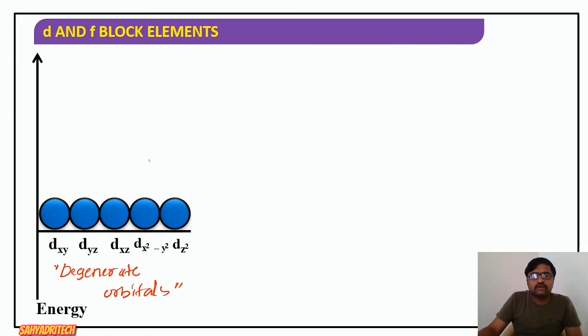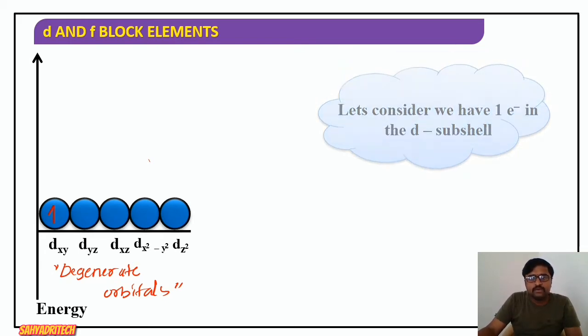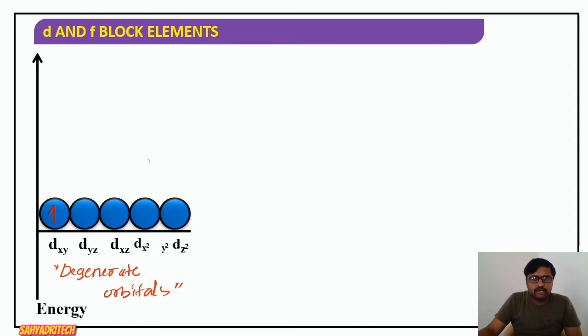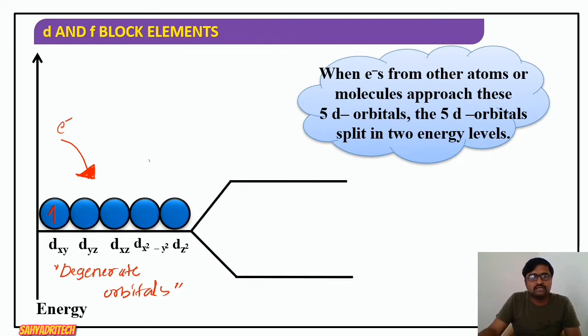Now here, whenever light radiations fall, let us consider one electron present in a d subshell. Now under the influence of energy factors, when electrons from other atoms or molecules approach these 5 d orbitals, say an external electron from a molecule or any chemical species, when it approaches these degenerate orbitals, what happens? That degeneracy will be lost, and these d orbitals split up into two energy levels.